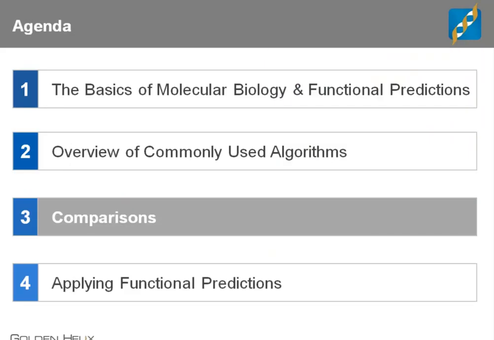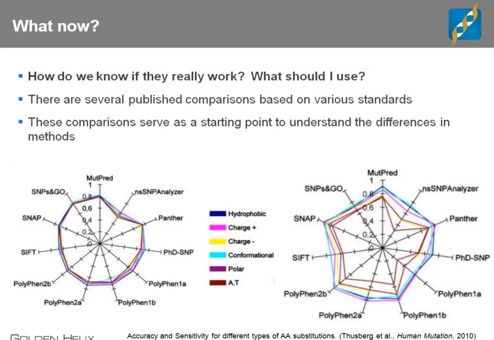And so with that, we've now reviewed 5 different algorithms. We can kind of see that there's some core similarities in the underlying informatics, but there's also some real differences in how they calculate functional scores. And the natural question is, how do we know if these things really work, and what should we use in our actual research?